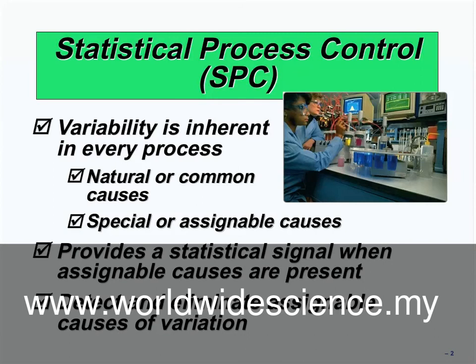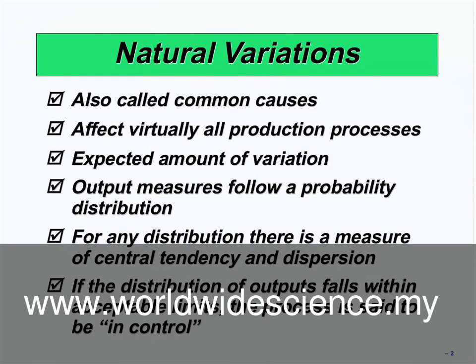Natural variations, as you see, are also called common causes. Natural and common are the same, meaning they affect virtually all production processes. This is the expected amount of variation, and this is out of control. Output measures follow a probability distribution. For any distribution, there is a measure of central tendency and dispersion. If the distribution of outputs falls within acceptable limits, the process is said to be in control.